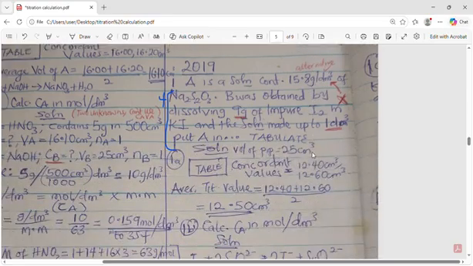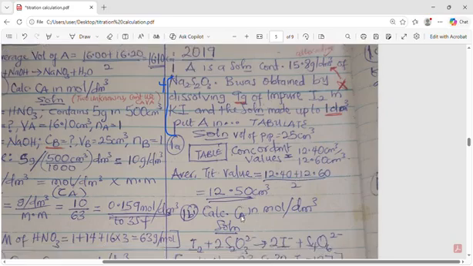A is a solution containing 15.8 grams per dm cube of sodium thiosulfate, and B was obtained by dissolving 9 grams of impure, and so on. First thing, your volume of pipette, remember, is 25 cm cube. Then the table, always draw your table, get your concordant value, the ones whose difference is no more than 0.2. Then the average titer value: add the two of them together over 2, put your answer in cm cube.